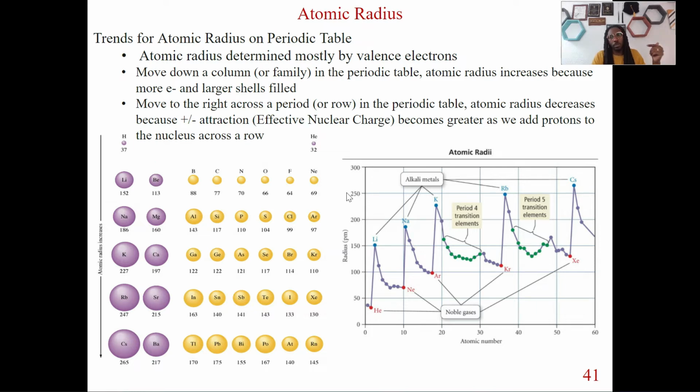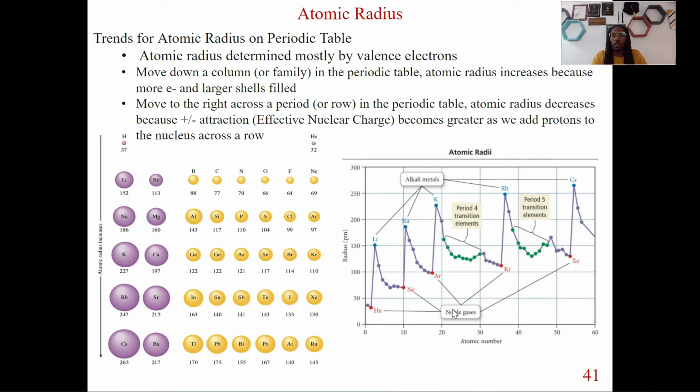So if we go toward the right, our atomic radius decreases. We can see that if we go toward the very right from lithium all the way to neon: our atomic radius has decreased. And if we go from beryllium down to barium, looking at another row, we just go down this column and we can see the radius is increasing.